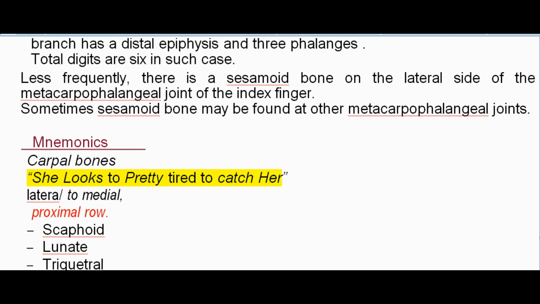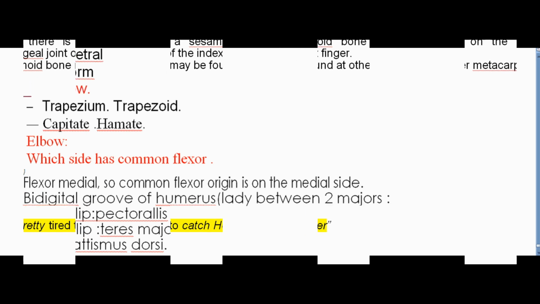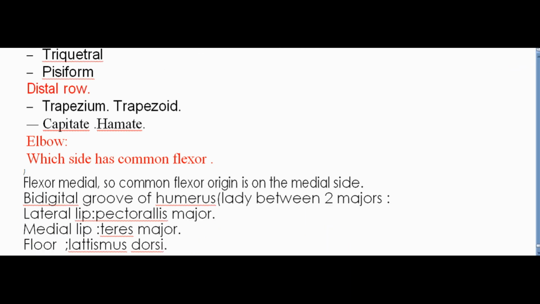Mnemonics. Carpal bones. She looks too pretty, tired to catch her. Lateral to medial, proximal row: Scaphoid, Lunate, Triquetral, Pisiform. Distal row: Trapezium, Trapezoid, Capitate, Hamate. Elbow, which side has the common flexor? Flexor medial, so the common flexor origin is on the medial side.